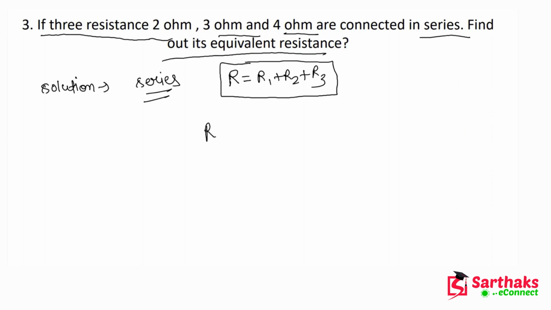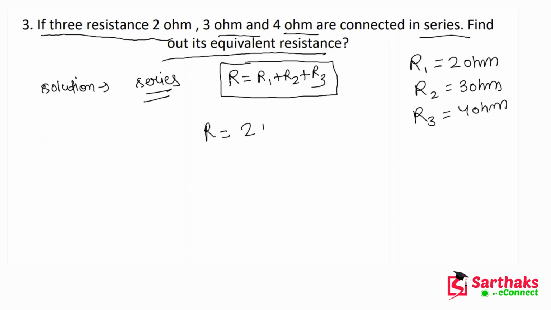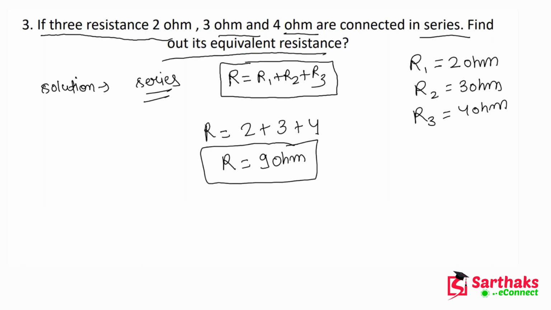So let's write down whatever is given. R1 is 2 ohm, R2 is 3 ohm, R3 is 4 ohm. Let me put these values in the formula: 2 plus 3 plus 4. Let's solve this: 4 plus 3 is 7, plus 2 is 9. So the equivalent resistance is 9 ohm. I hope guys you understand this point.